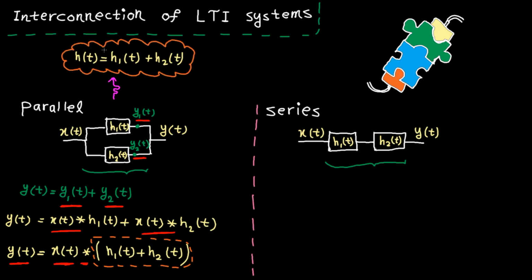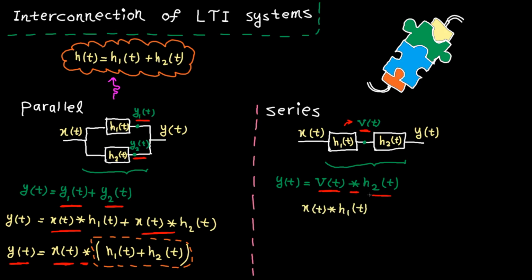Now let's look at the series structure. Again, our mission is to find the impulse response for the whole system. To do so, always start from the output and try to find the relation between the output and input. Here, y(t) is basically the input to the second system. Let's call it v(t), convolved by h2(t). Again, y(t) is v(t) convolved by h2(t). Now look at v(t). v(t) is simply the output from the first LTI system. So let's replace v(t) by x(t) convolved by h1(t).